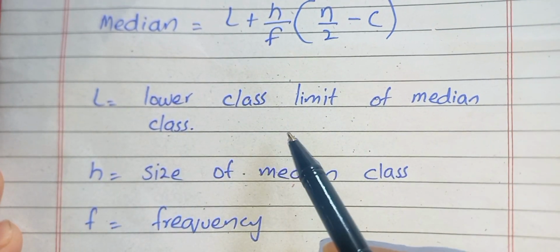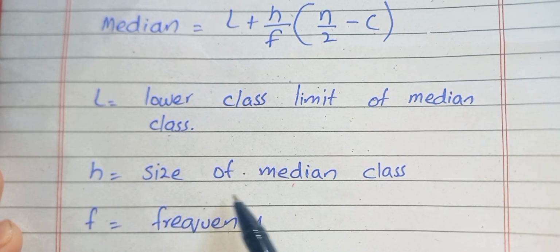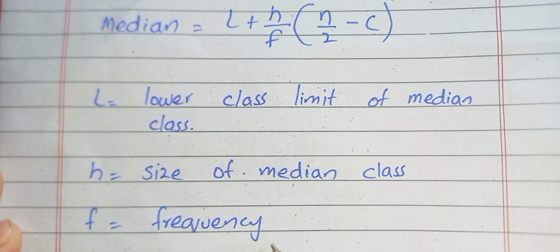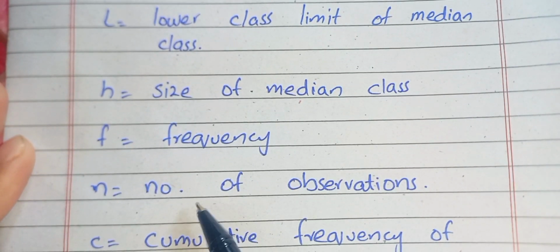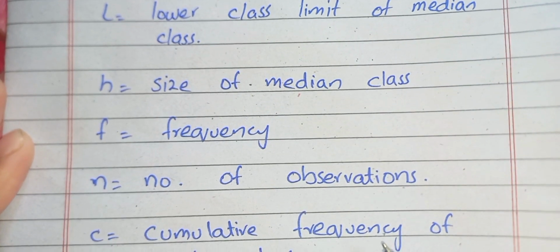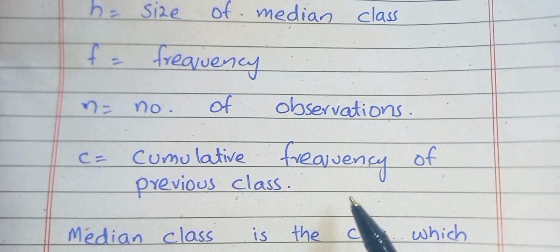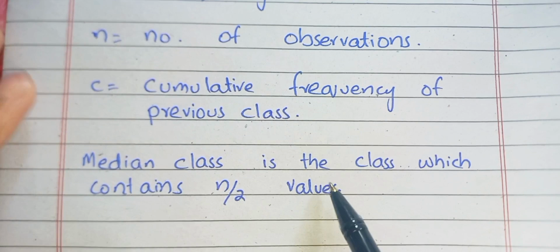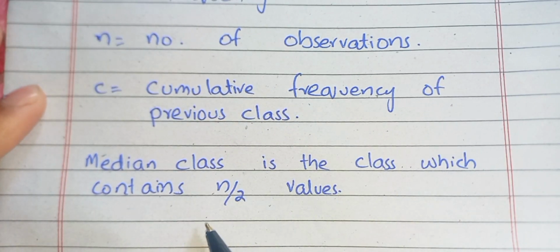Here, L is the lower class limit of the median class, h is the size of the median class, f is the frequency, n is the number of observations, and c is the cumulative frequency of the previous class. Median class is the class which contains the n by 2 value.